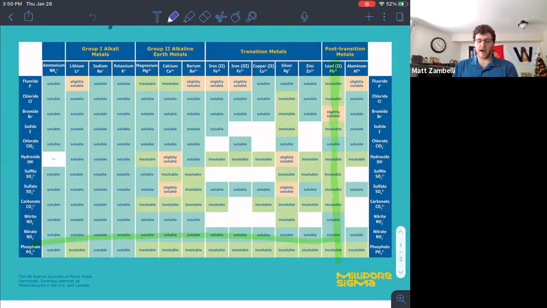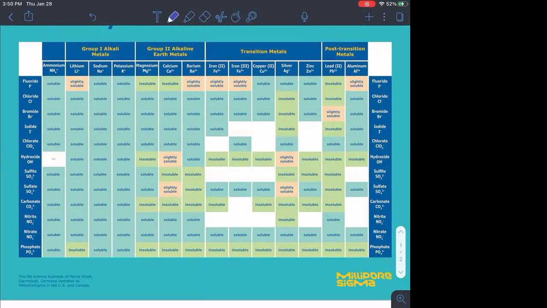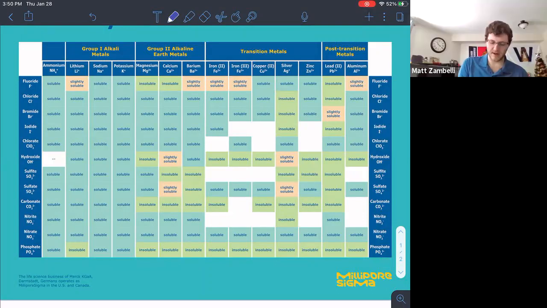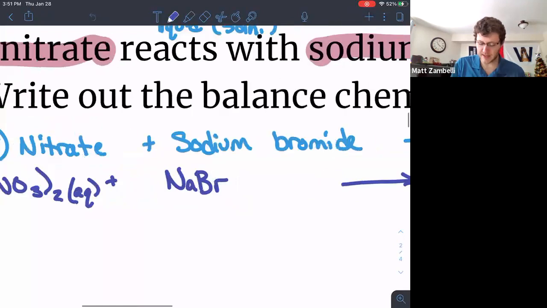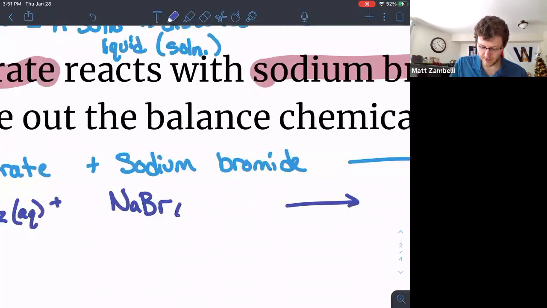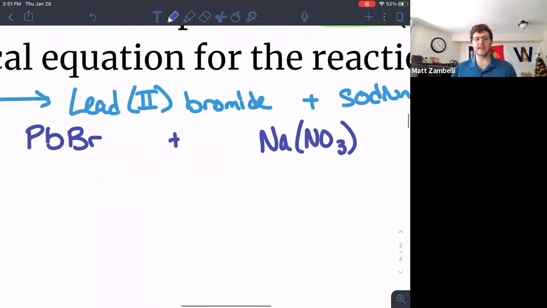Find sodium bromide and tell me if it's soluble or insoluble. Soluble. It's soluble. It's right over here. It's soluble, which means it is also going to be aqueous, which is perfect because that means they're going to react with one another. And now we have to identify these guys over here.